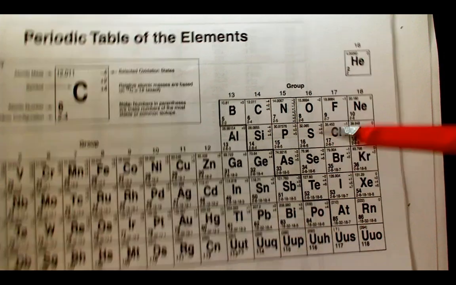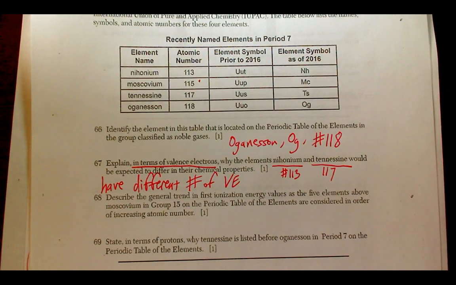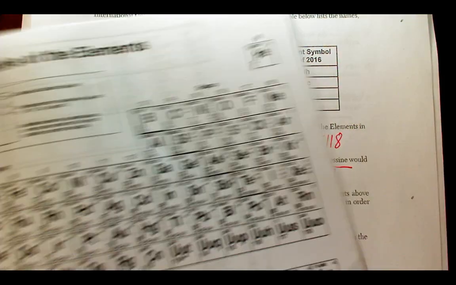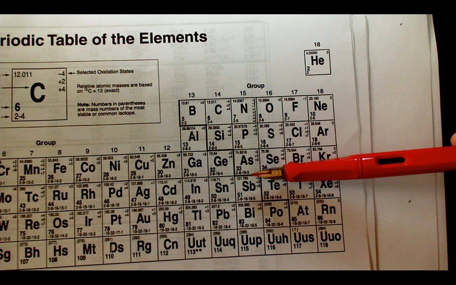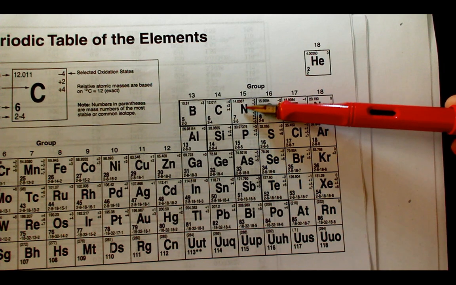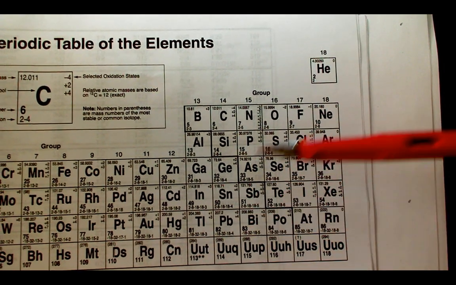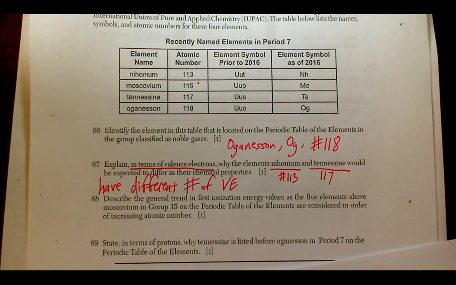Those 5 elements. It says describe the trend in ionization energy as those 5 elements are considered in order of increasing atomic number. So as you consider these 5 elements, top to bottom, increasing atomic number, 7 to 15 to 33 to 51, it says describe the trend in ionization energy. You just got to look it up.